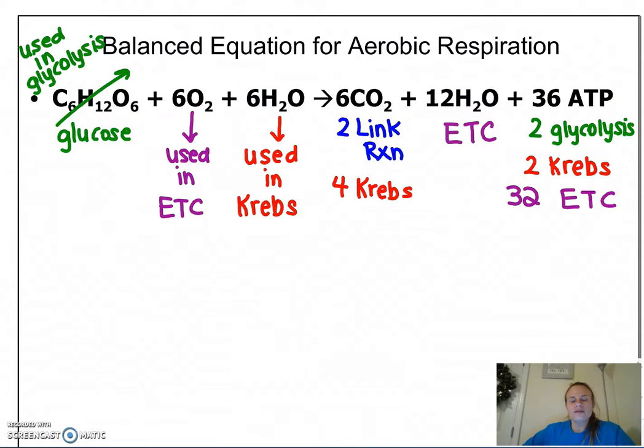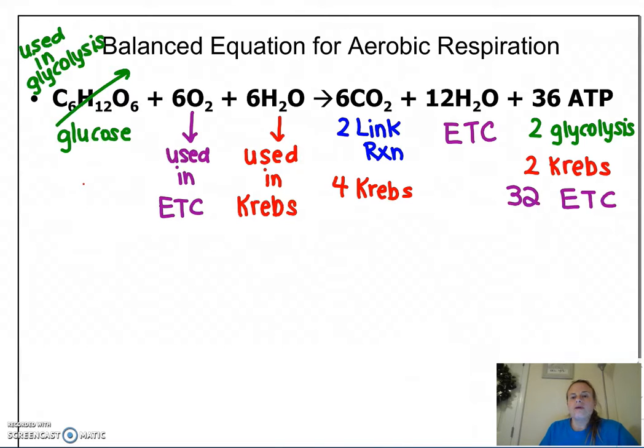So if we look at the balanced equation for aerobic respiration, we can take each part and identify where it was used. So if we look here, glucose, C6H12O6, was used for glycolysis. Our 6 oxygens were used during the ETC to produce 12 waters because oxygen acted as the final electron acceptor. Those 6 waters were used in the Krebs cycle. As far as the 6 carbon dioxides, we made 2 during the link reaction and 4 during Krebs cycle.